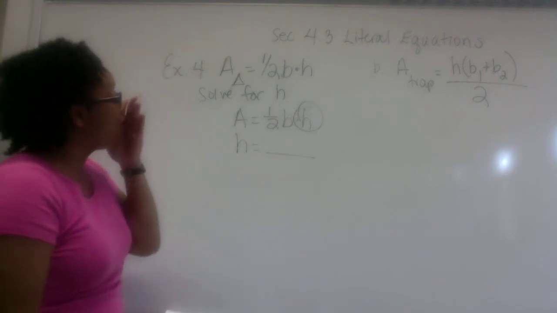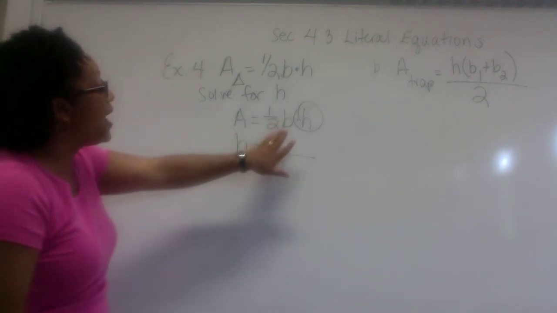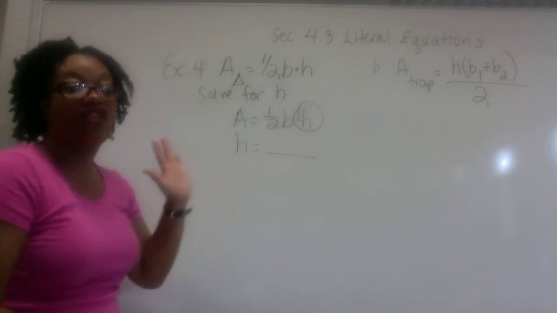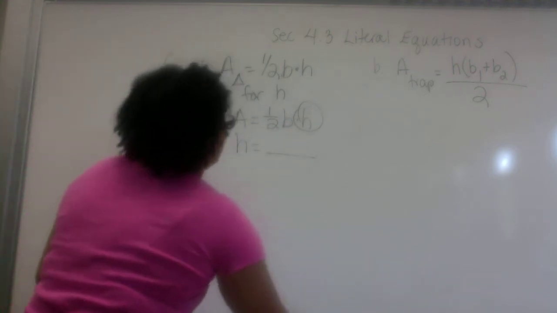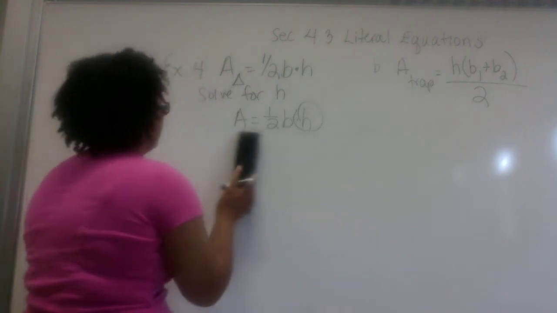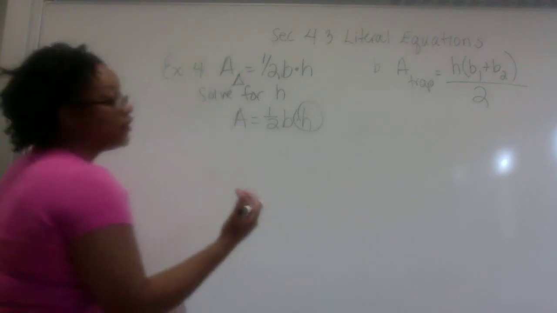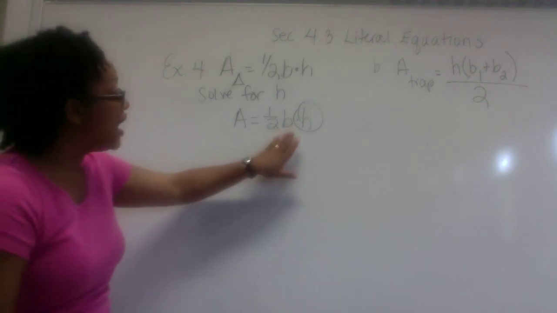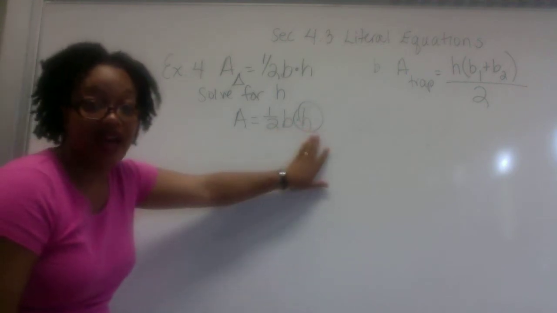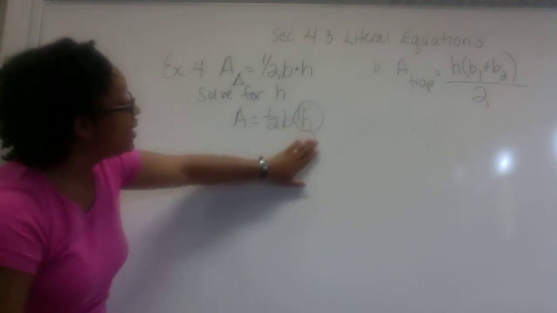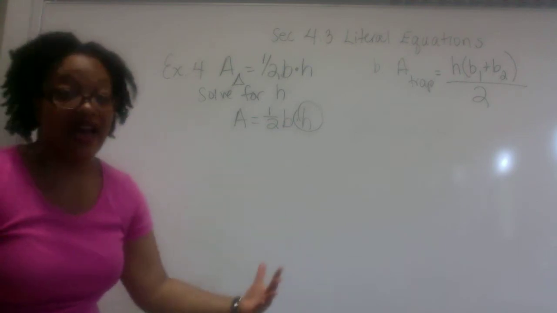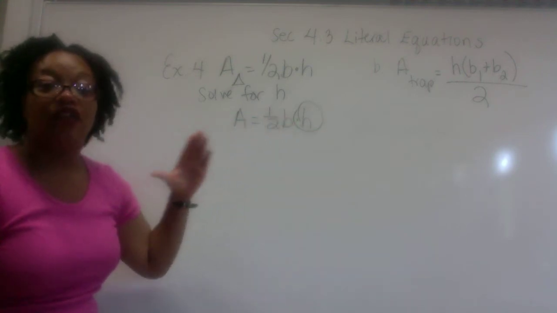So what you're going to have to do here is move the 1/2 and the B over to be with the A. The H has to be isolated. And once you've isolated the H, you've got it. So what's going on with this formula? My area is equal to 1/2 times the base times the height. So to get rid of the 1/2 and the B, I need to divide because they're being multiplied to the H.